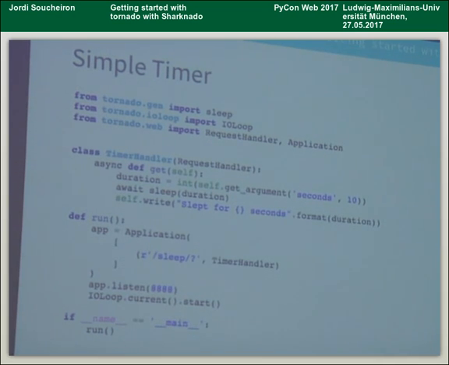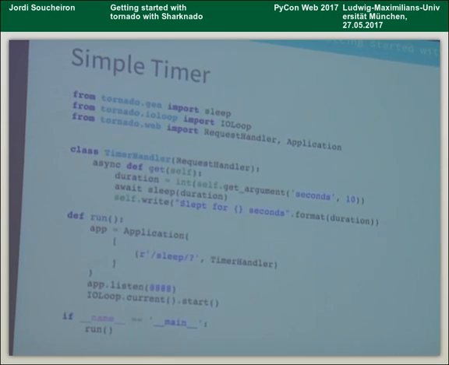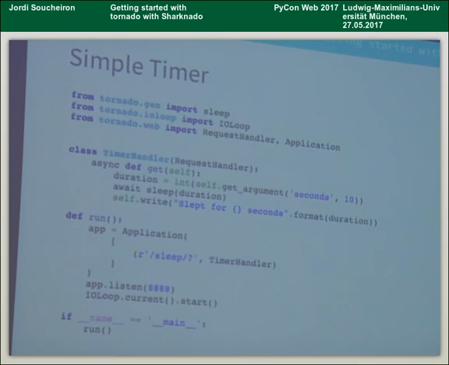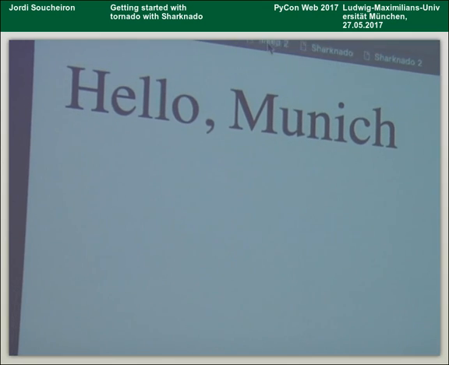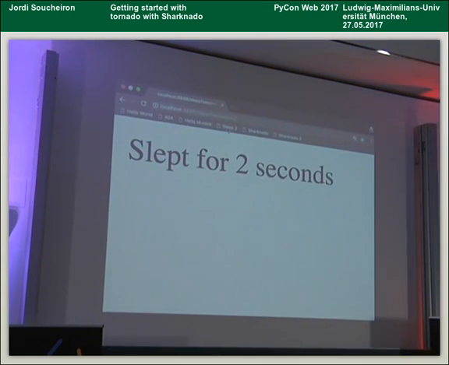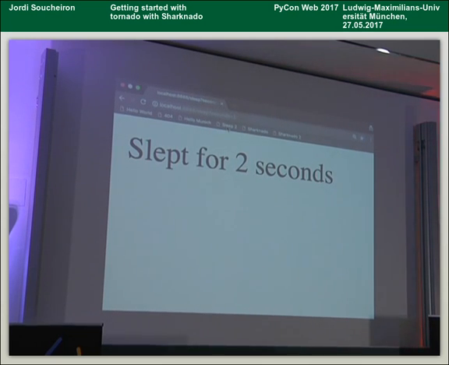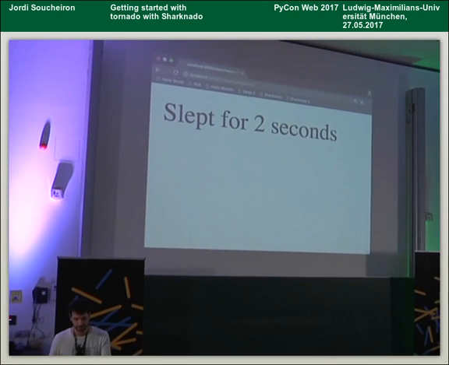The other thing that we need to notice is that we need to put an async here before the def get. Otherwise, Tornado wouldn't know that this function is actually asynchronous. So if we click here, we can see how it sleeps for 2 seconds. And we could call these a few thousand times per second, and nothing would happen with one single CPU.